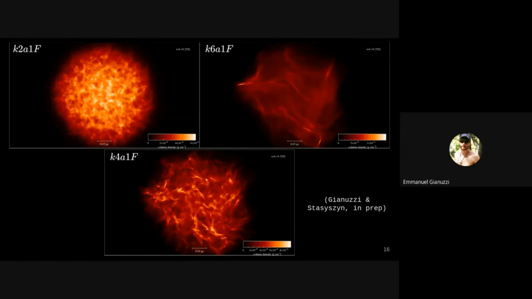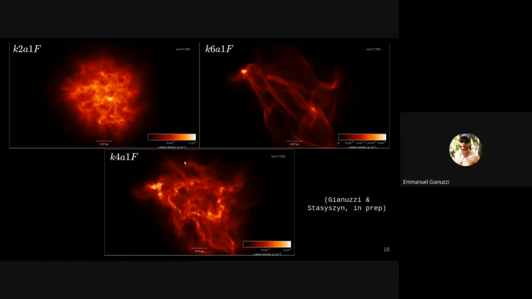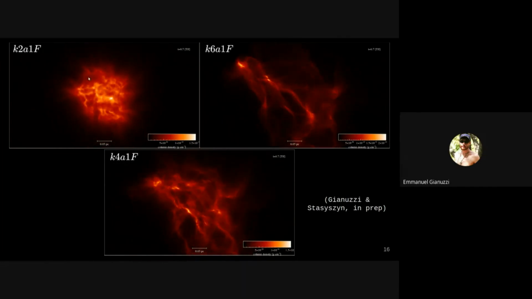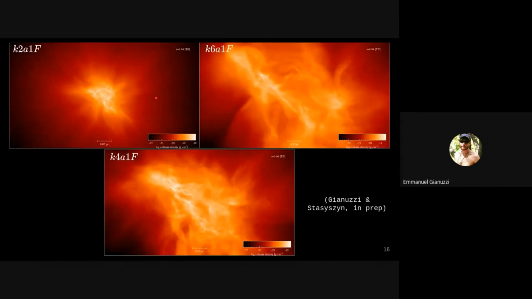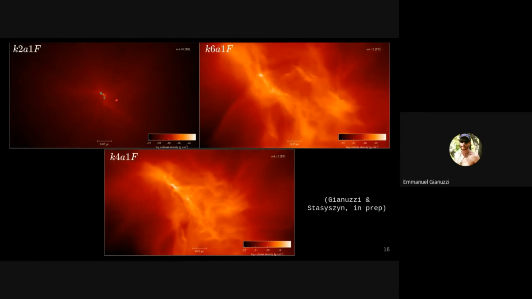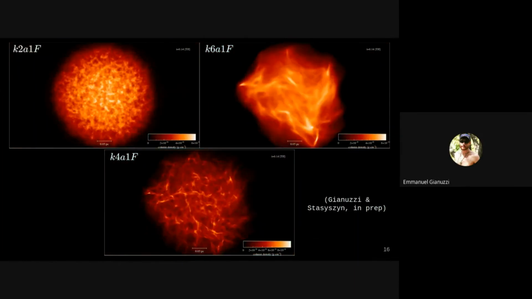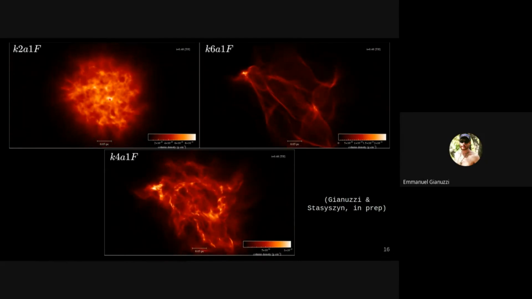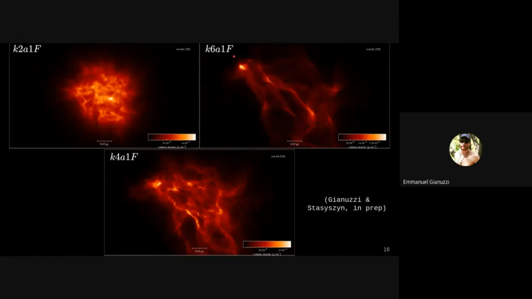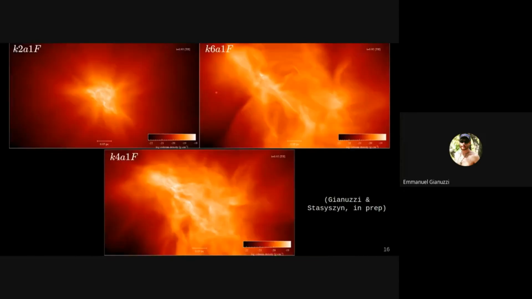Here, I'm showing 3 different simulations with the same value of alpha equals 1 and different values of kappa: 2, 4, and 6. We can clearly see that the kappa 2 simulation has a very different collapse with respect to kappa 6 and kappa 4. Kappa 2 seems to be collapsing almost homogeneously, while kappa 4 and kappa 6 seem to have been disrupted from the beginning of the collapse.